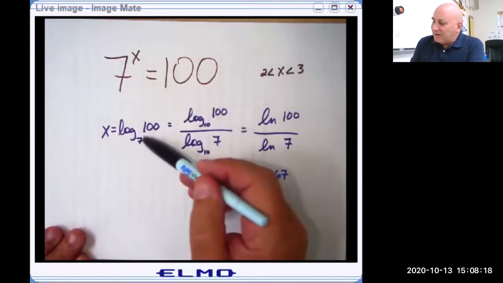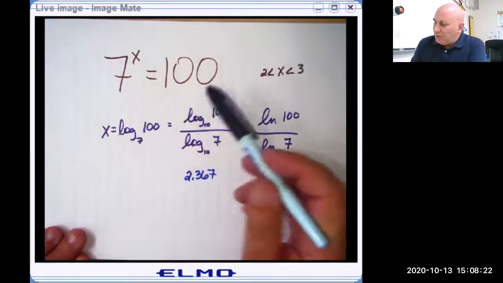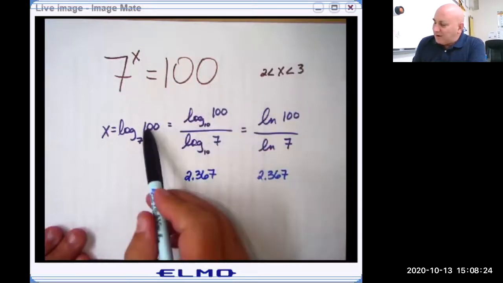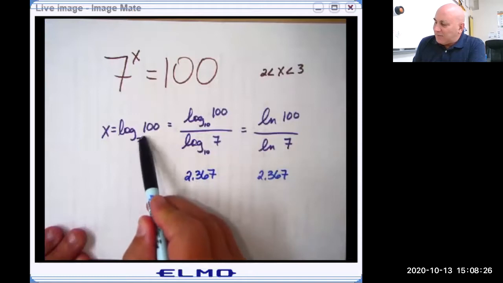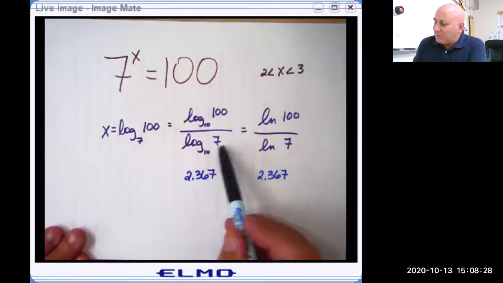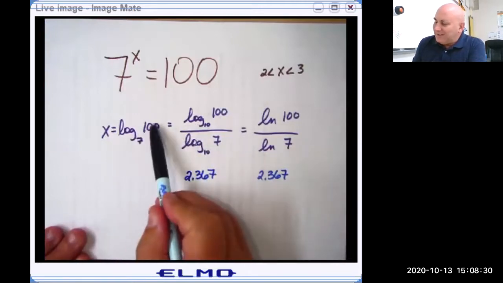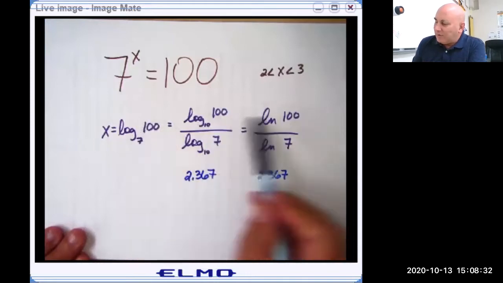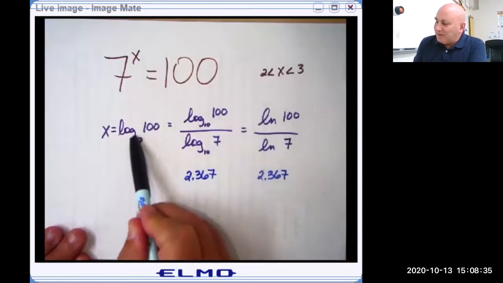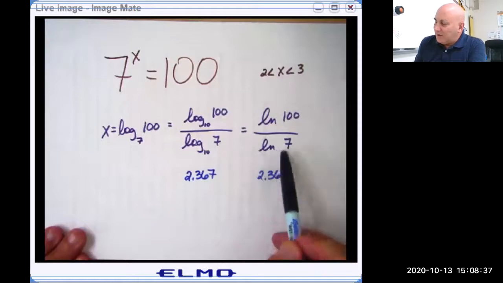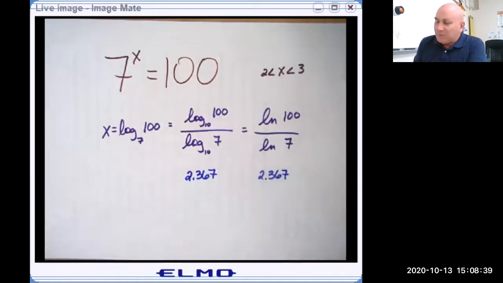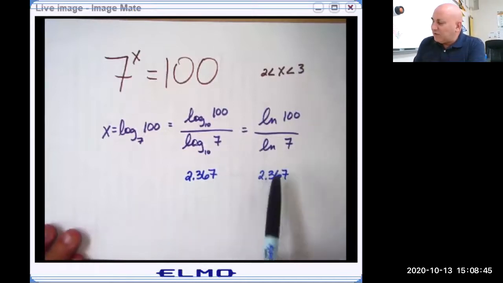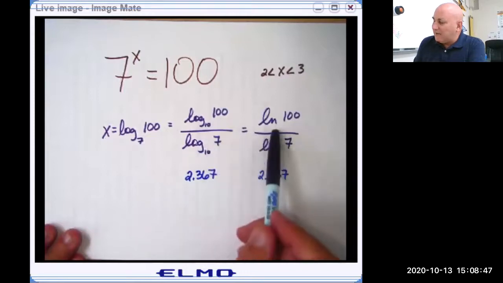Well, again, my calculator doesn't know how to do this. So I can go log base 10 of this number divided by log base 10 of this number. Or I could do the log base e of this number divided by the log base e of this number. And you see, I'm going to get the same number, and I rounded it correctly to 3 decimal places. Get the same number each time, and it doesn't matter which base I used.